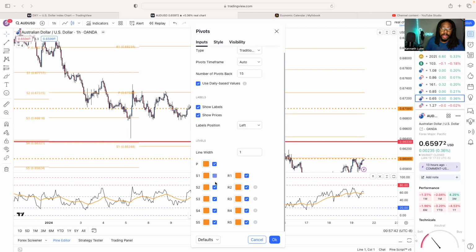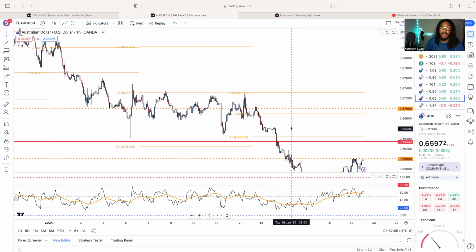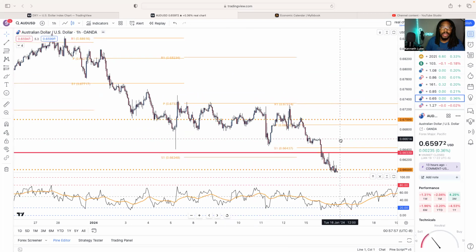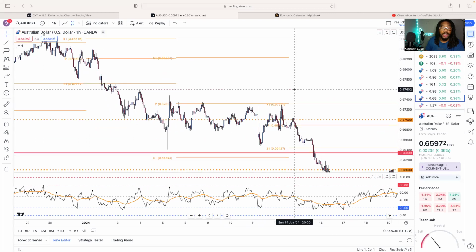Because right now we really want to focus on the pivot points, all right? Let's clear some of this stuff up so it won't look so crazy. And if we want to, we can keep resistance one and resistance two. I'll just do that for video purposes only. But you really don't need that as much as you think you would.